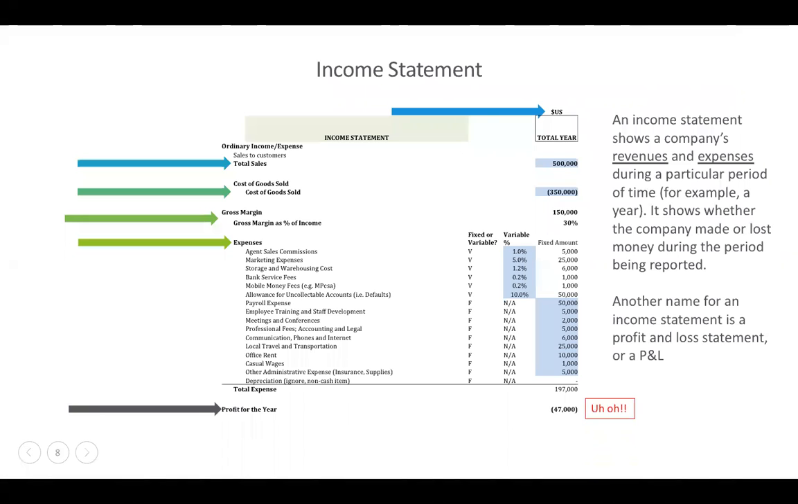Now, the profit of an enterprise is determined by subtracting the expenses of the enterprise from the revenue of the enterprise. The income statement shows that for the company portrayed here, the profit for the year is negative $47,000. This means that the company is losing money. Uh-oh, what will happen? Will the company go out of business? You might conceivably plan to lose money each year for a few years while you progress steadily towards profitability, but in the end, you don't want the situation portrayed here to happen to you. What can you do to fix this?